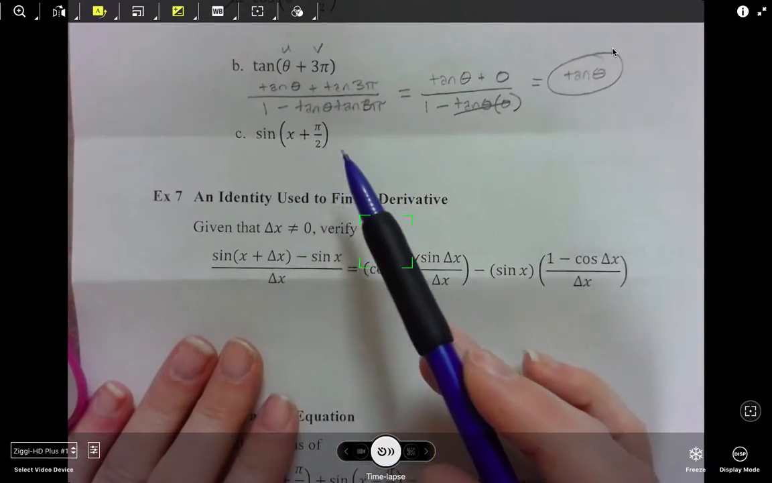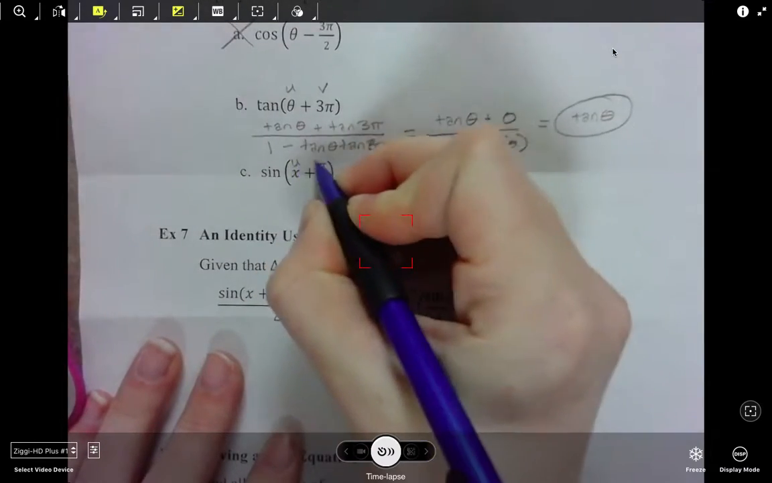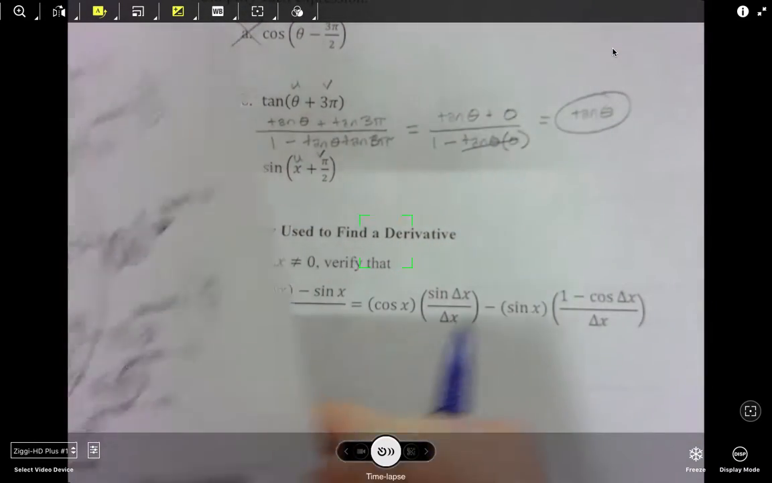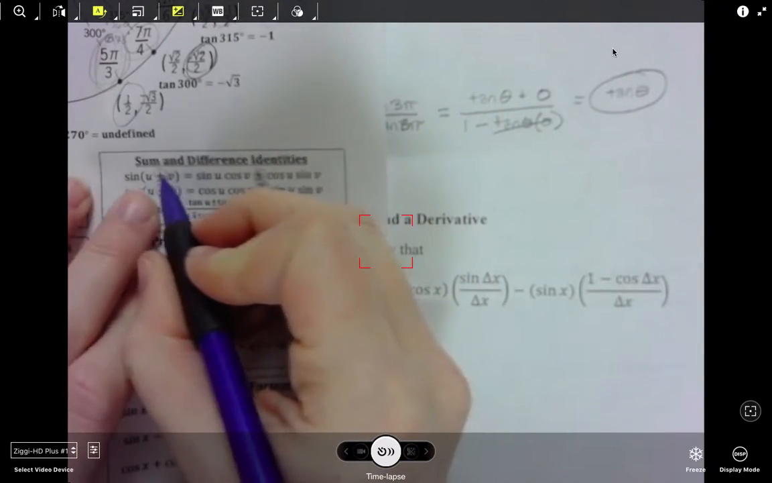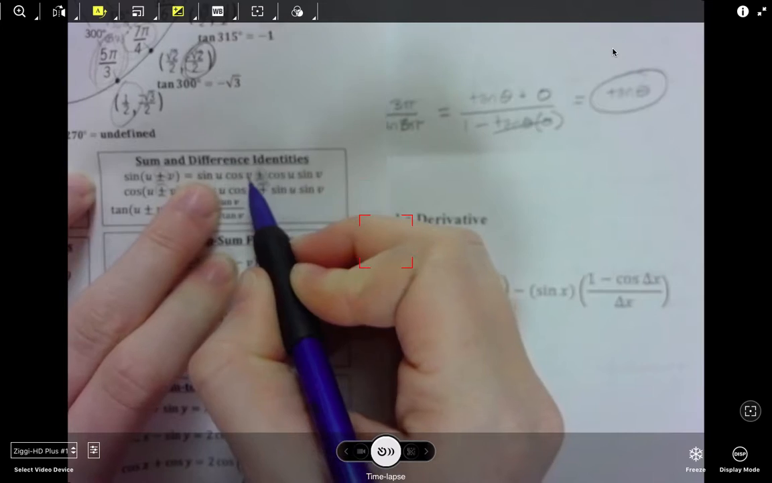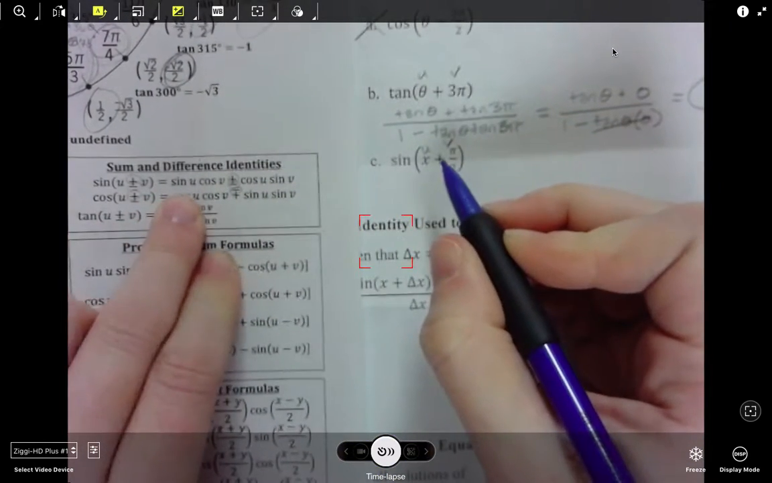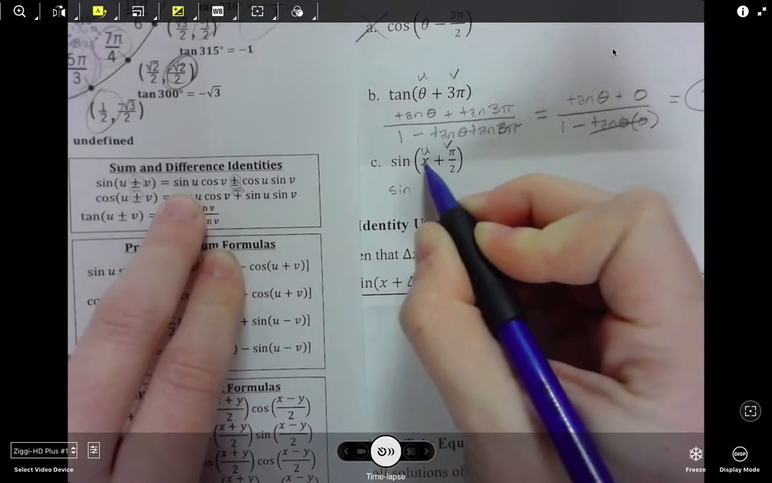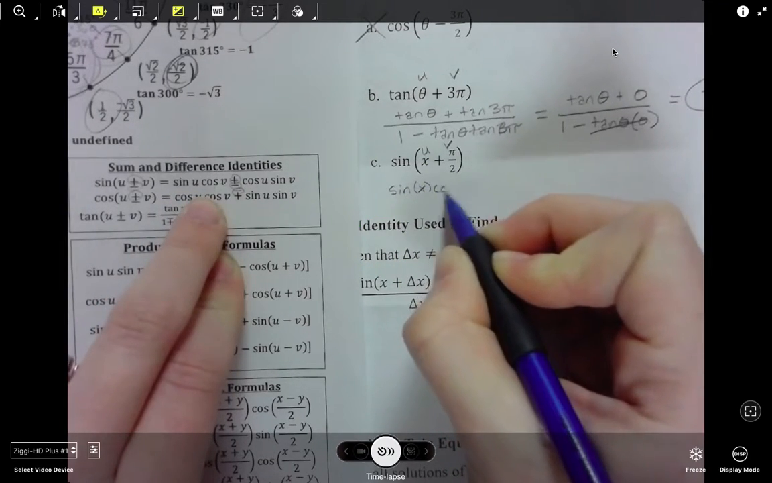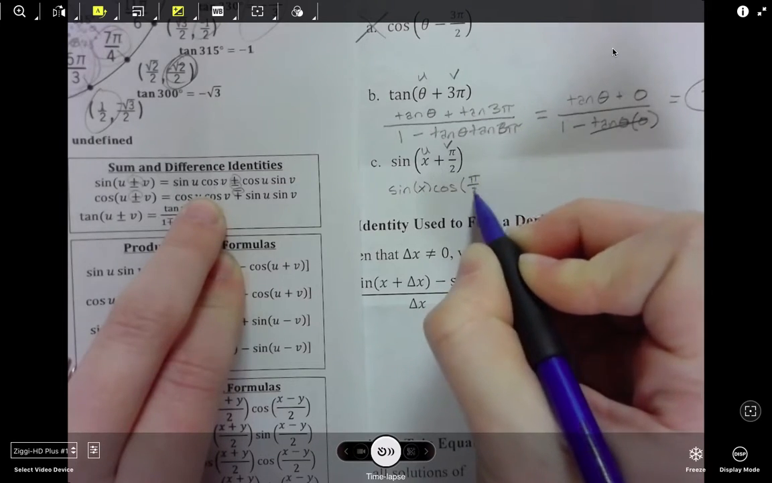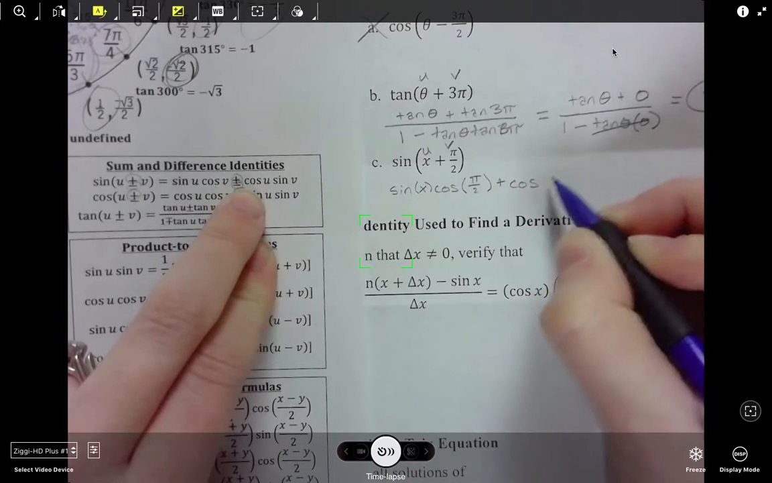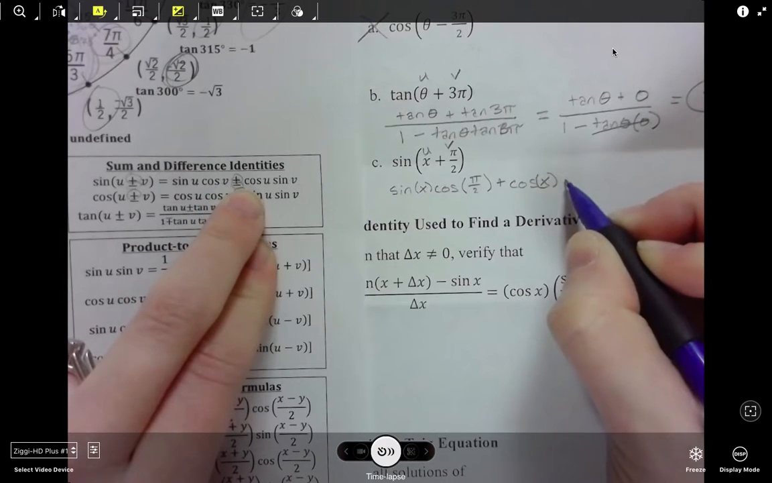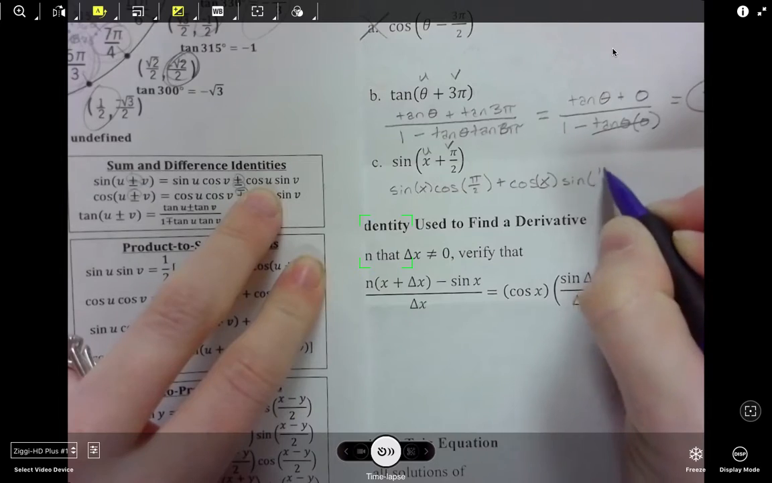Sine of x plus pi over 2. So x is going to be my u, and pi over 2 is going to be my v. And we have sine of u plus v. Sine of u plus v is sine of u cosine of v plus cosine of u sine of v. So we start with sine of u, and u is x, cosine of v, and v is pi over 2, plus cosine of u, which is x, and sine of v, which is pi over 2.